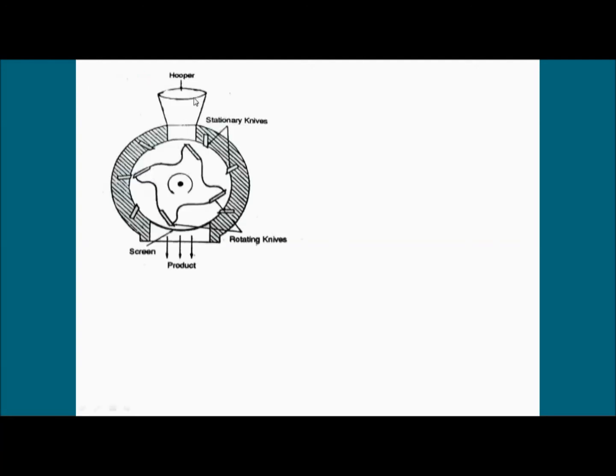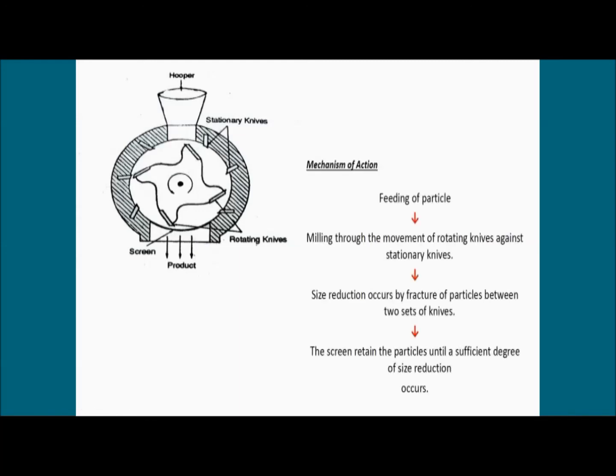Let's see the construction. This is the hopper from where we are going to give the feed, right? These are the stationary blades. They are attached to the casing, right? These are the rotating blades. There will be a motor which will rotate them, right? And there we have a screen. Once the particle size has reached the desired size, it will come through this screen and the product is collected here. So, mechanism of action: first of all, feeding the particles through the hopper, right?